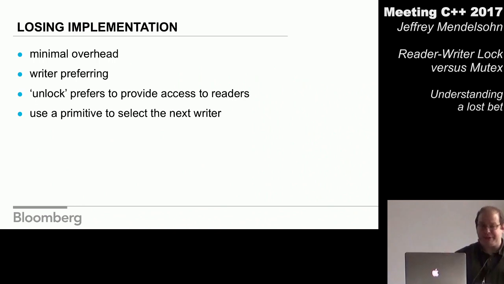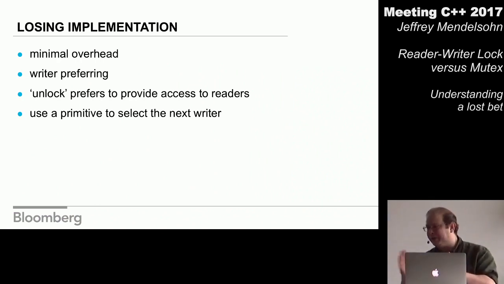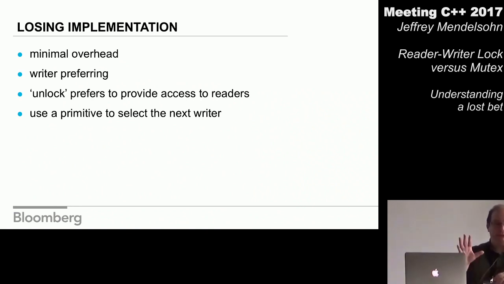So the intern built this lock. It had minimal overhead. There's as few atomic operations as possible. It's very tight, beautiful code. A couple of CAS loops, or one or two CAS loops for every method. Excuse me, CAS is compare and swap. Everyone, okay, it's an atomic operation where you're testing and changing. Okay. It is writer preferring.